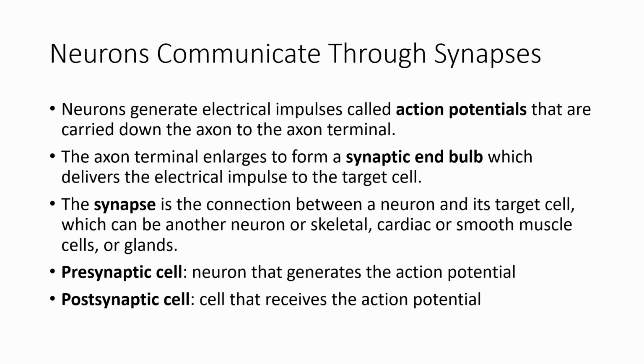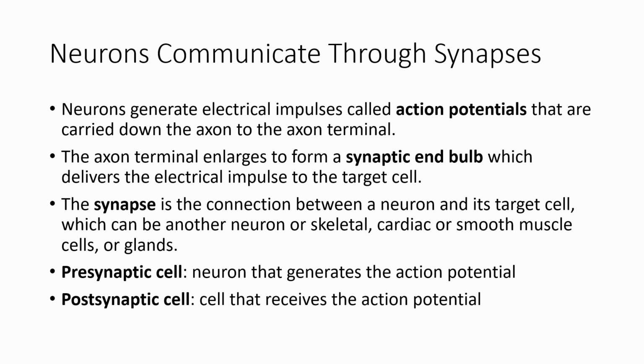Inside the neuron, we're generating this electrical chemical impulse called an action potential that gets carried down the axon to the axon terminal. And at the end of the axon terminal, remember I mentioned those little areas that are a little swollen, called a synaptic end bulb. This is what's going to take the message from the neuron to the target cell, target organ, whatever. We have the synapse, right? That is going to serve as the connection between the neuron and the target cell.